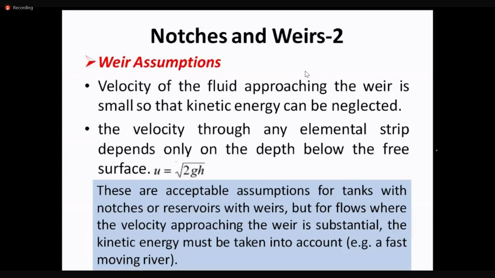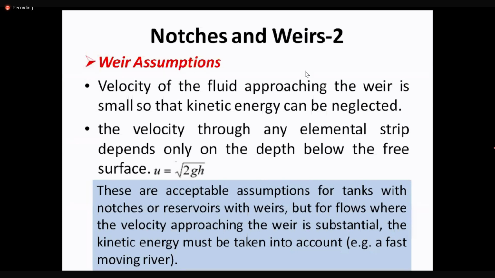The assumptions in the analysis are that the velocity of the fluid approaching the weir is considered to be small, so that kinetic energy can be neglected. That's a simplifying assumption. Also, the velocity through any elemental strip depends only on the depth from the free surface. This is almost similar to what we had with the orifices.